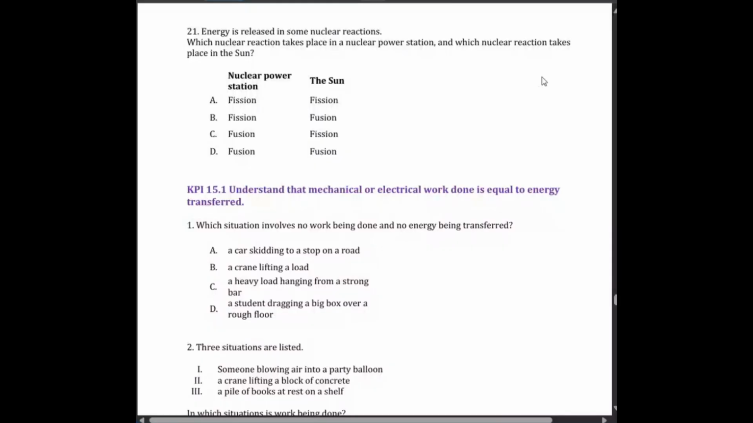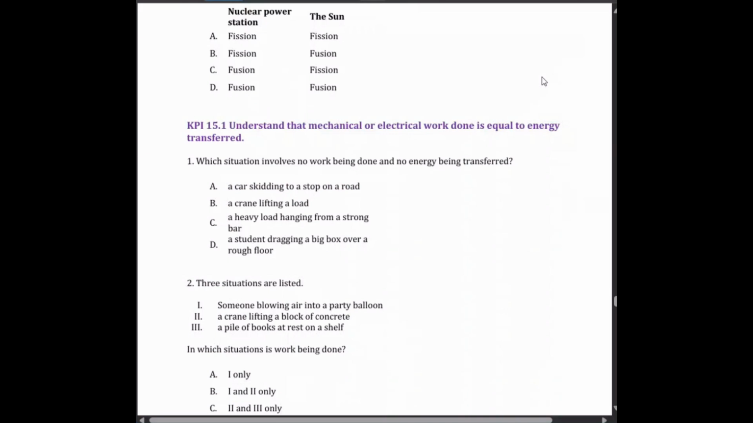Key concept 15, we'll talk about work, okay? So work, as we discussed before, is force multiplied by distance. So we need to make sure that we have force applied on the object, and we need to make sure that distance is being covered.